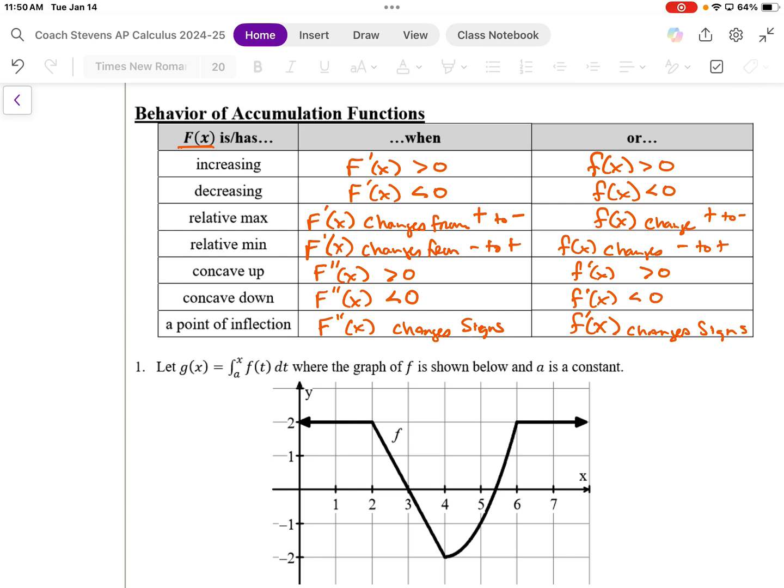Again, just to give you a way to confuse your brain, I would say just focus on whichever one makes sense to you. We're not going to do a lot of switching it up in a problem.